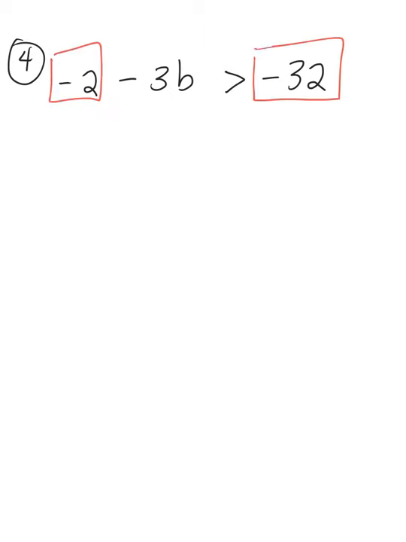So now I have -2 minus 3b is greater than -32. What things look alike? -2 and -32. Yep. Notice how I circle the sign as well. So, Michael, how do I get rid of that -2? What am I going to do?